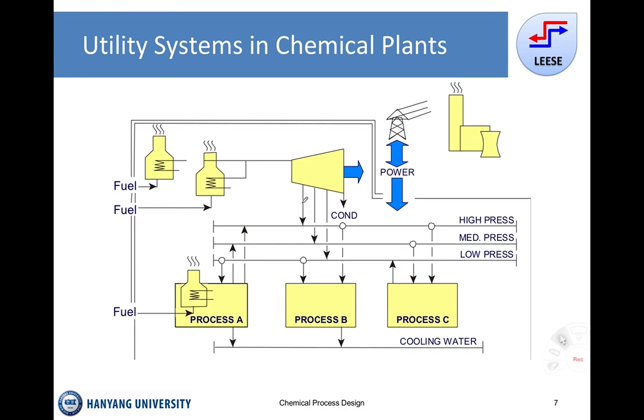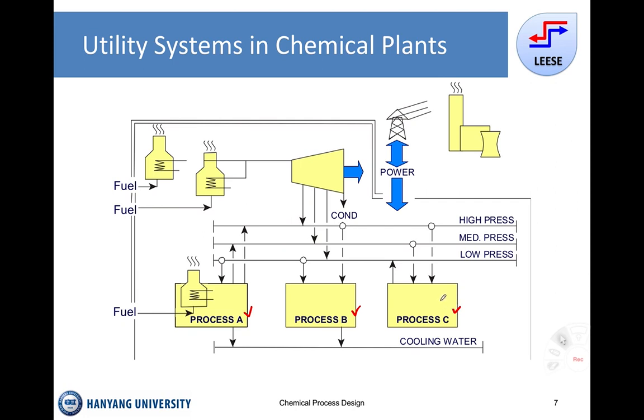This is a quite typical schematic diagram for the utility system in a chemical plant. There are different places given as process A, process B, and process C. There are several heat exchangers in process A, several heat exchangers in B, and several heat exchangers that might be in process C.